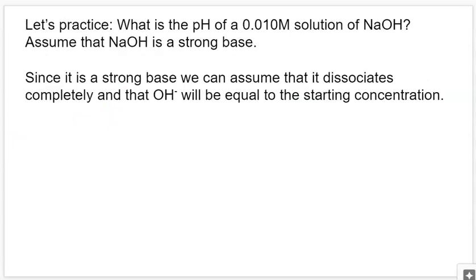So let's try a practice problem. Say we want to calculate the pH of a 0.01 molar solution of sodium hydroxide, assuming that sodium hydroxide is a strong base. Well, with this assumption, we can infer that the concentration of the hydroxide ion is equal to the concentration of the original sodium hydroxide. So that means we're going to have 0.01 OH minus, but we want to know the pH, which is going to be related to the H plus. So we're going to have to use some of our equations to relate that.